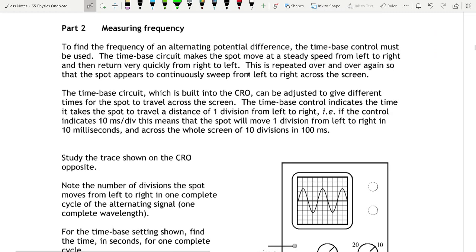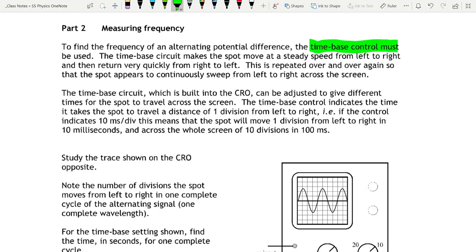In Higher, we have a little bit of added extra going on here. So we're measuring the frequency from an oscilloscope. To find the frequency of an alternating potential difference, the time-base control must be used. That means the scale on the x-axis as well as the scale on the y-axis. The time-base circuit makes the spot move at a steady speed from left to right and then return very quickly from right to left. That's what produces your usual wibbly wobbly wave that you're used to seeing.